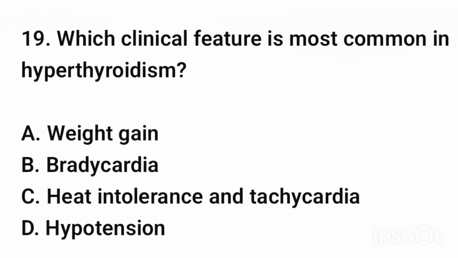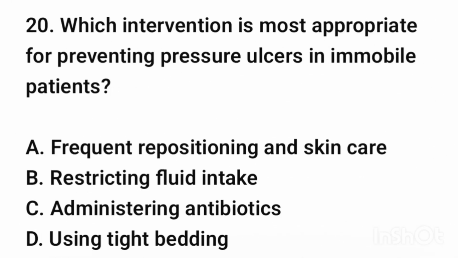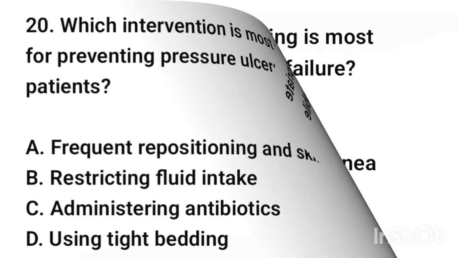Question number 19. Which clinical feature is most common in hyperthyroidism? The correct answer is option C, heat intolerance and tachycardia. Question number 20. Which intervention is most appropriate for preventing pressure ulcer in immobile patients? The correct answer is option A, frequent repositioning and skin care.